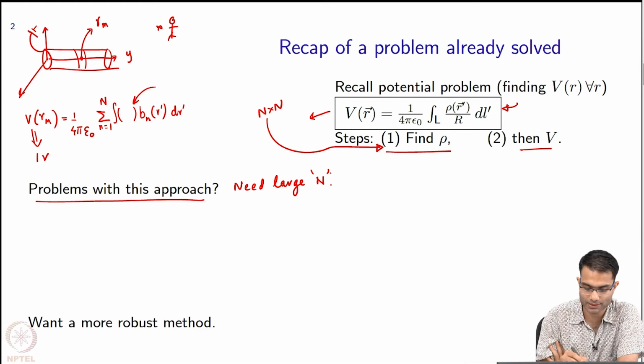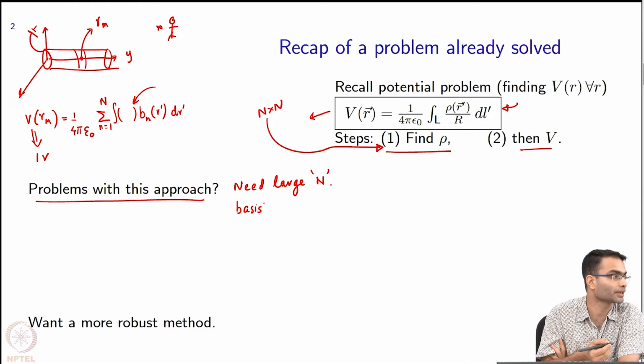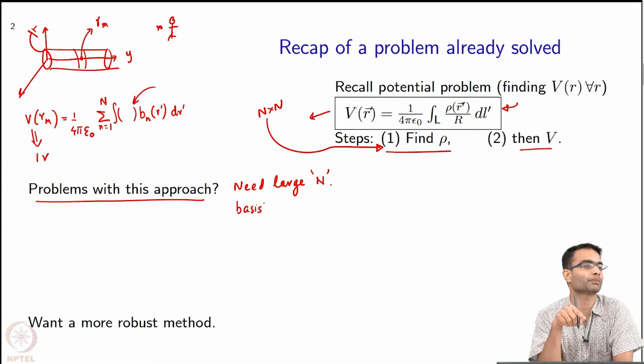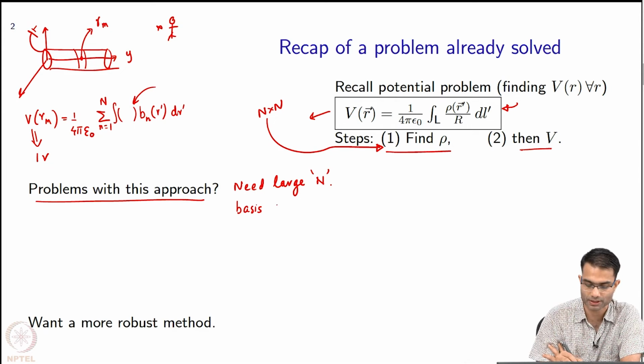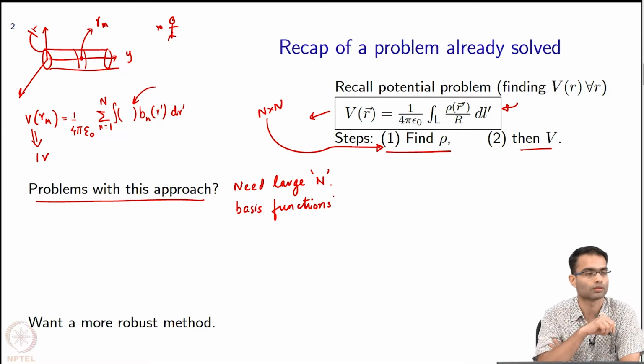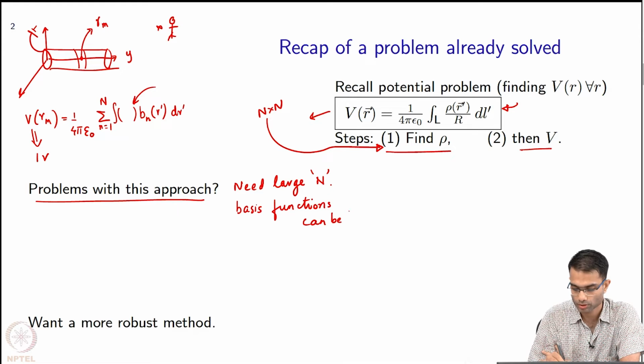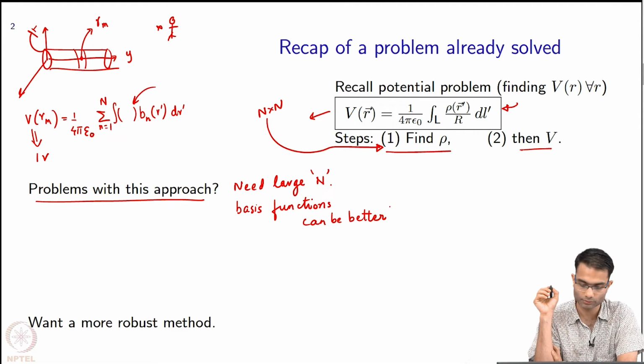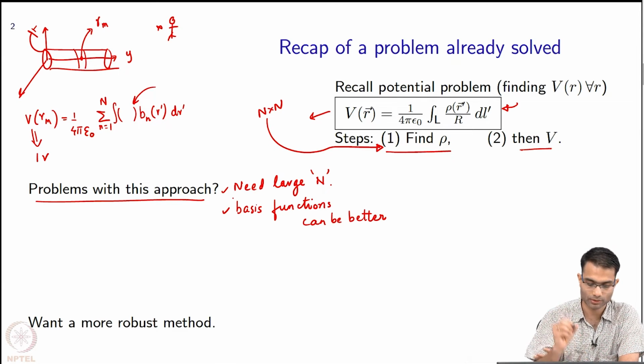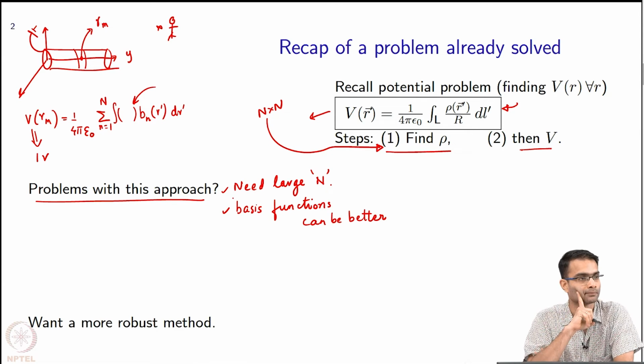Even if I fix a large number of n, is there any other problem conceptually that you can see? Basis functions may be unrealistic, like using a pulse basis function may be unrealistic, but using a triangular basis function may be better, right? So basis functions can be better. Anything else? So let's say that I have got very good basis functions, I have chosen a large value of n. Anything else that could be a problem over here?